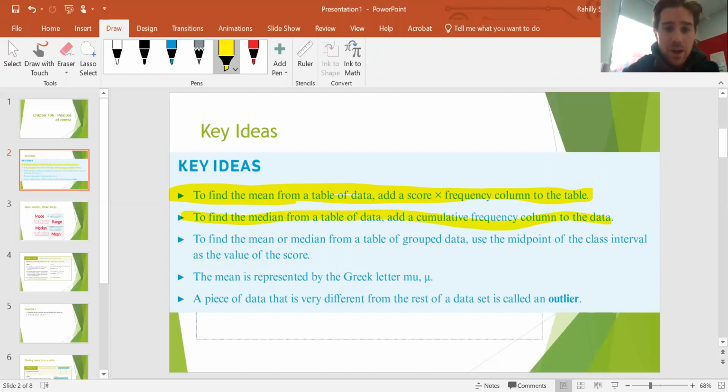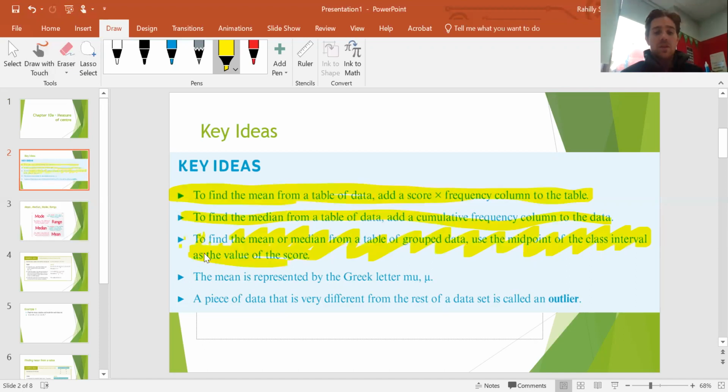To find the mean or median from a table of grouped data, use the midpoint of the class interval as the value of the score. The mean is represented by the Greek letter mu. A piece of data that is very different from the rest of the data set is called an outlier. So they're the key ideas. You'll understand a little bit more once we go through the examples from the textbook. But can you just copy those in, please?